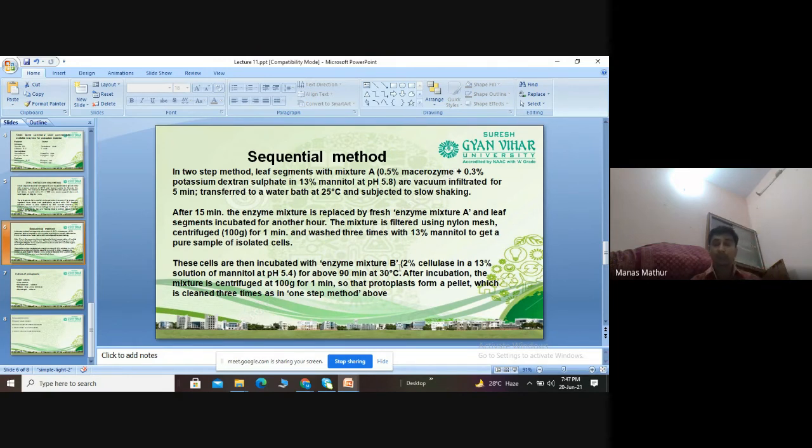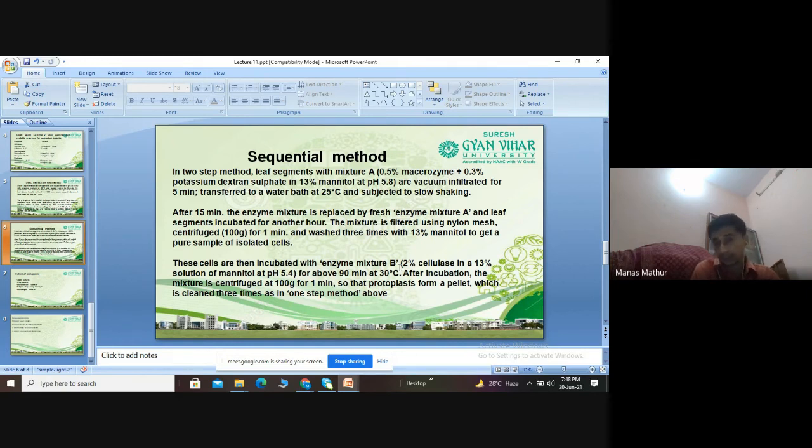Basically, in the sequential method, we are using two different enzymes. Enzyme A contains 0.5% macroenzyme plus potassium dextran sulfate. Enzyme B contains 2% cellulase. Mannitol is in both cases. What we are doing is treating with the first enzyme, then centrifuging, then incubating, then treating with the second enzyme, again incubating and centrifuging. So we use the enzyme 2 times and centrifuge 2 times. This is a two-step method, called the sequential method because we follow all the steps in sequence.